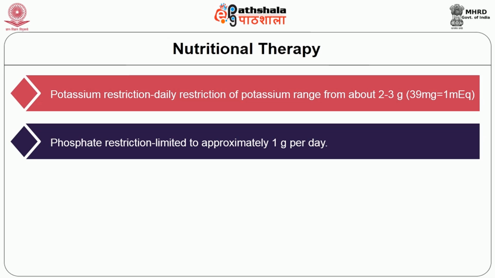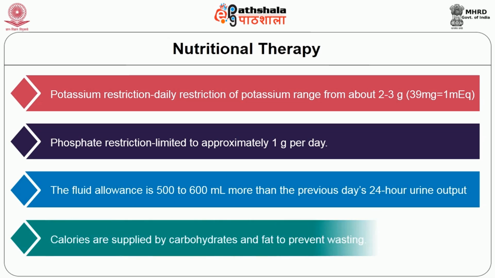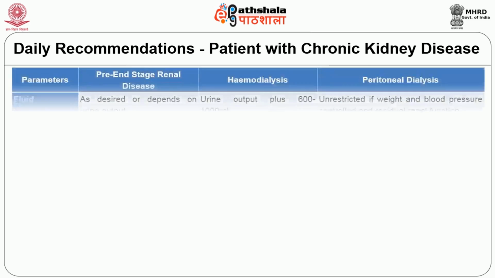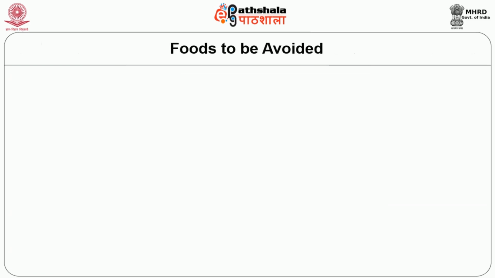Phosphate restriction is limited approximately to 1 gram per day. Avoid milk products and meat products. The fluid allowance is 500 to 600 ml more than the previous day's 24-hour urine output. Calories are supplied by carbohydrates and fat to prevent wasting. Here comes the daily recommendations for patient with chronic kidney disease.